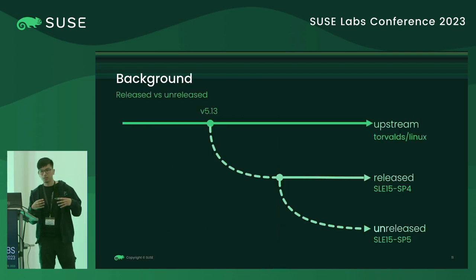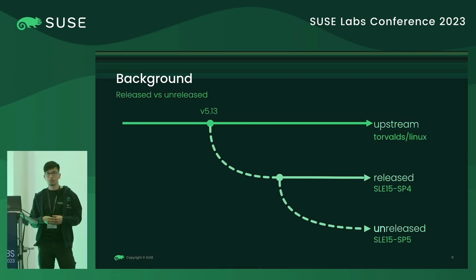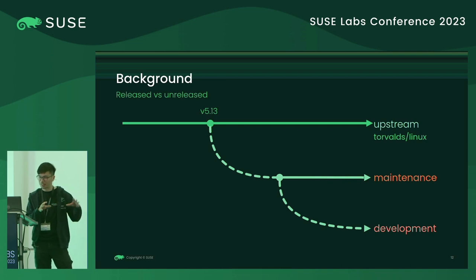The reason I want to talk about this difference is because we also have two different modes within our downstream. Our downstream could be something used in a released product, like 15SP4, and in that case, we're mainly focusing on stability. On the other hand, we have something that's used in an unreleased product, and in that case, it's a work in progress, so it's still being developed. I'll use the terms development branch and maintenance branch here. I don't think it's the best vocabulary, but we'll use that for now.